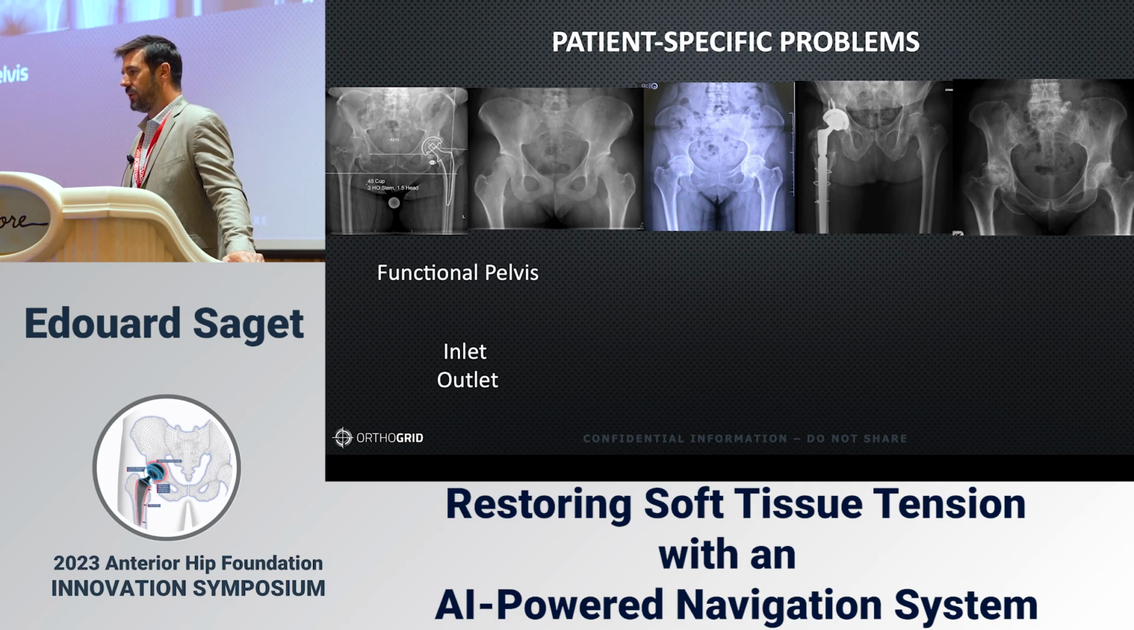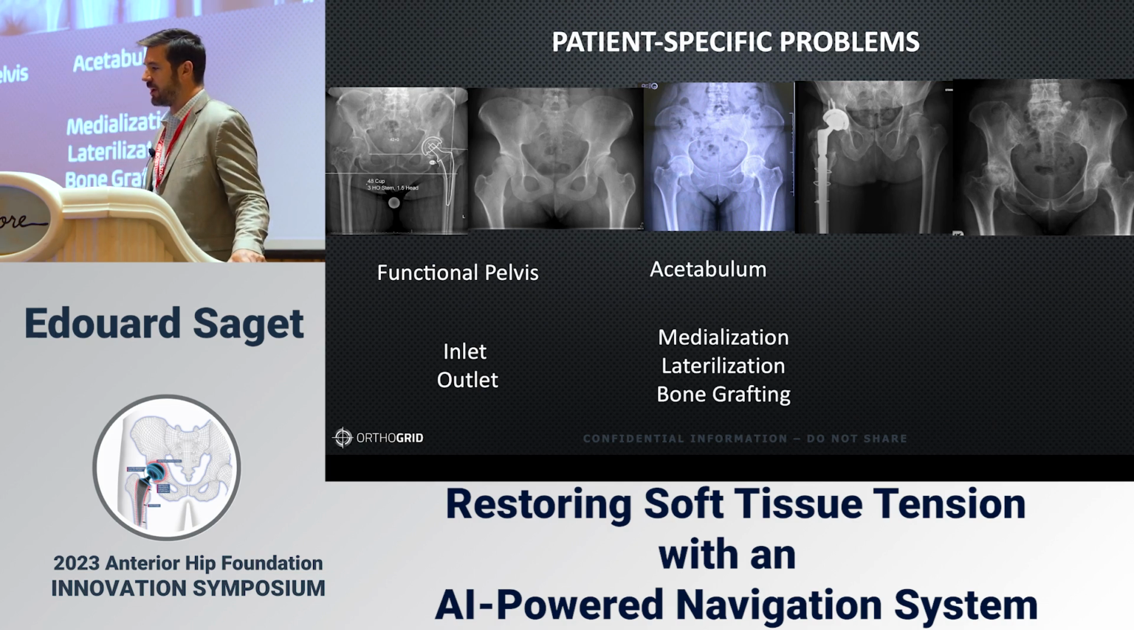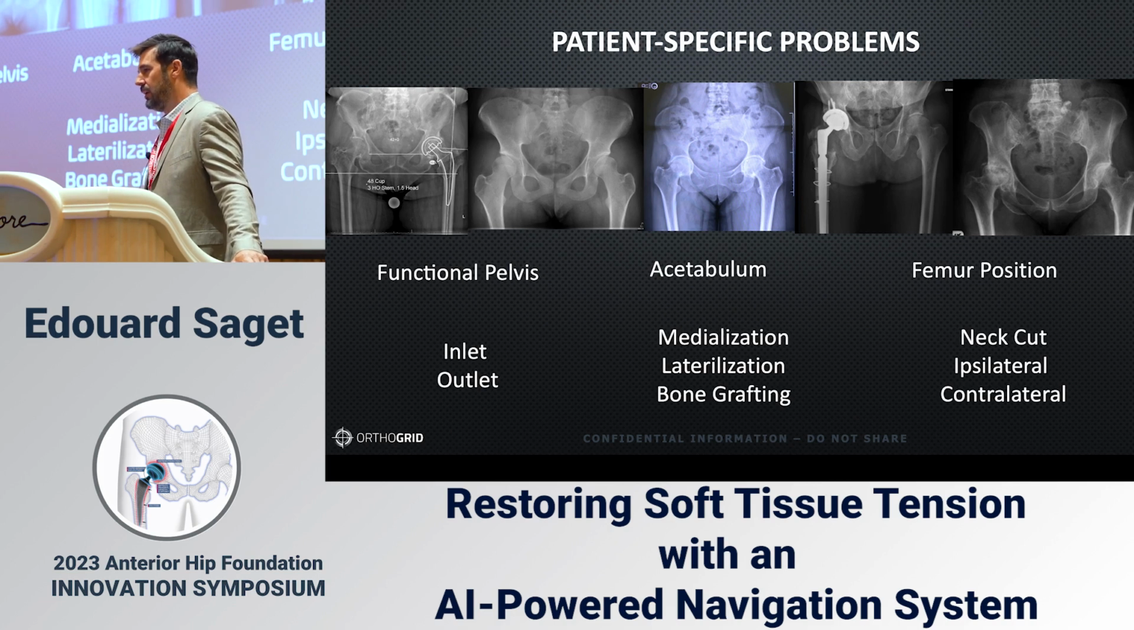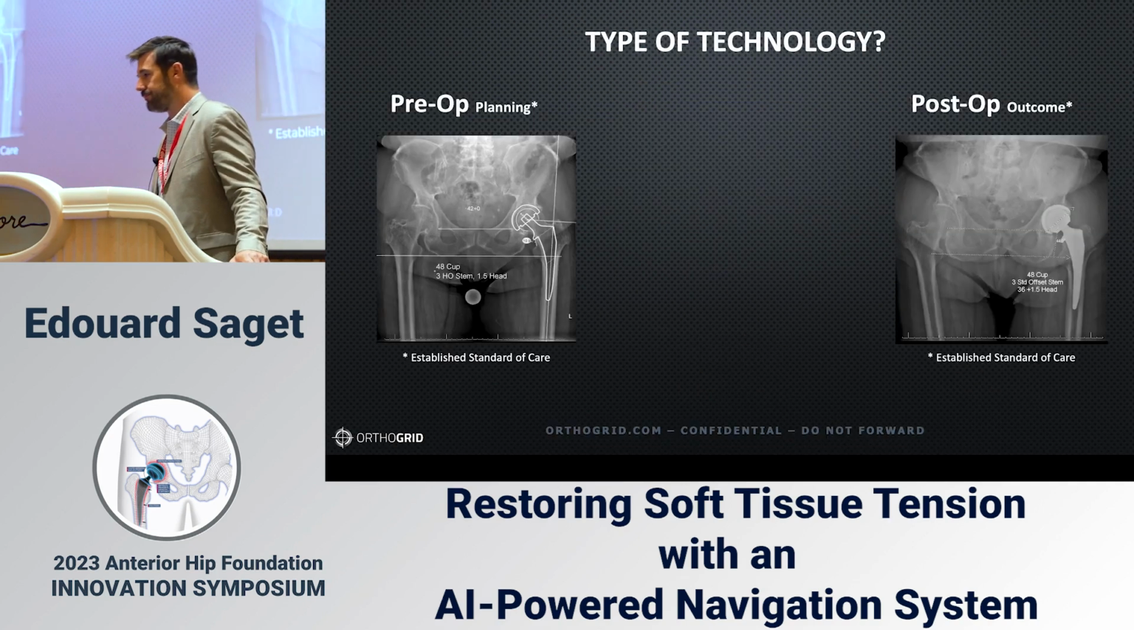So what are the relationships that we need to provide for you related to functional pelvis, inlet, outlet, acetabulum consideration? Are you going to medialize, lateralize? Is there bone grafting involved? And then the femur position, where is your neck cut supposed to be? Ipsilateral, contralateral as a reference. Some of those are your preferences, and you do them every day, and others might be specific to that patient.